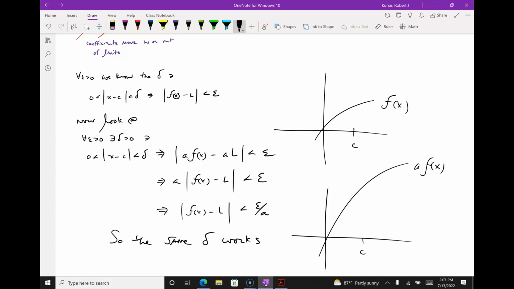But that's the proof. I knew the delta if I had the limit, and if I have a times the function, it's just a times. The same delta works.